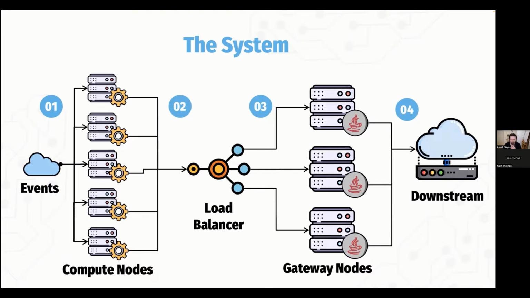Now, the reason we had both compute nodes and gateway nodes is because we had to architecturally, for reasons I'm not going to really go into, but we had to separate things that were happening inside the network from things that were being sent outside the network. And those gateway nodes, as you can see, are basically Java nodes.